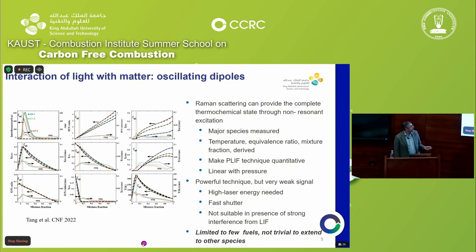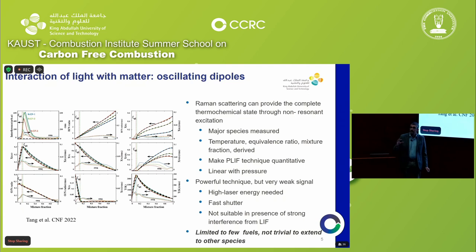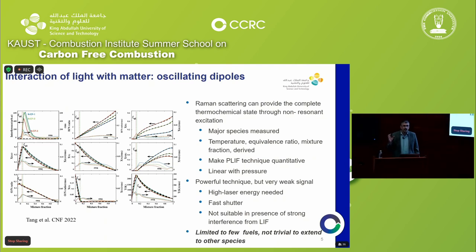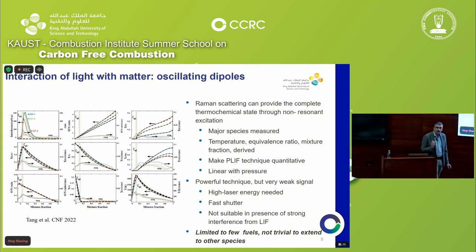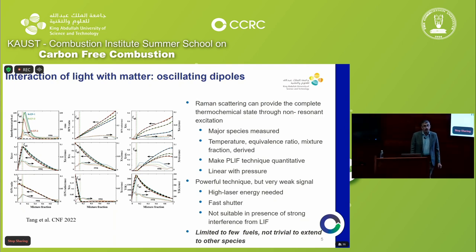Another major advantage, and I will touch on this toward the end of the presentation, if I have time, is that the signal increases linearly with the pressure. Keep this information in mind for later. So Raman is an extremely powerful technique, but the signal we're getting is very weak. So it will be sensitive to other phenomena, such as interference from other laser processes, in particular laser-induced fluorescence. Chemiluminescence may compromise your Raman signal. And you're also going to need very powerful lasers. Typically, for single-shot measurement in flames, we're looking for 1 joule per pulse.